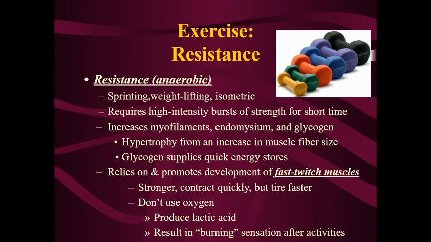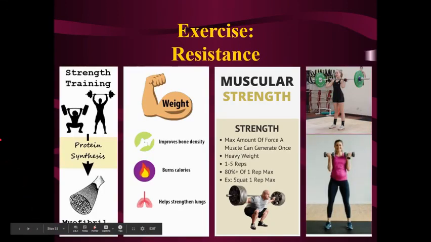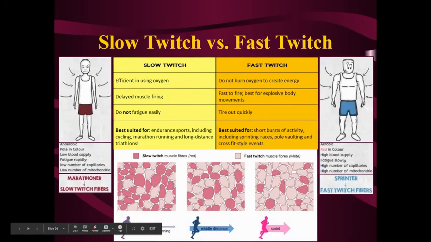Now, keep in mind, our muscles do not get larger because our cells are dividing. Our muscle cells rarely divide. So any increase in muscle size is going to come from increased size of those individual fibers, not additional fibers being produced. So this is just a comparison of those slow twitch and fast twitch.